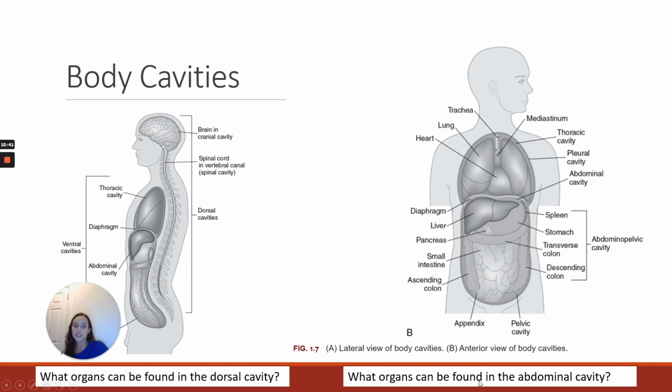So for example, what organs can be found in the abdominal cavity? You should be able to say the liver, the pancreas, the stomach. These are all organs within your abdominal cavity. These are questions that will come up in your boards, and these are questions that I will definitely include in your quizzes. So please take the time to review your body cavities and what kind of organs are found in each cavity.